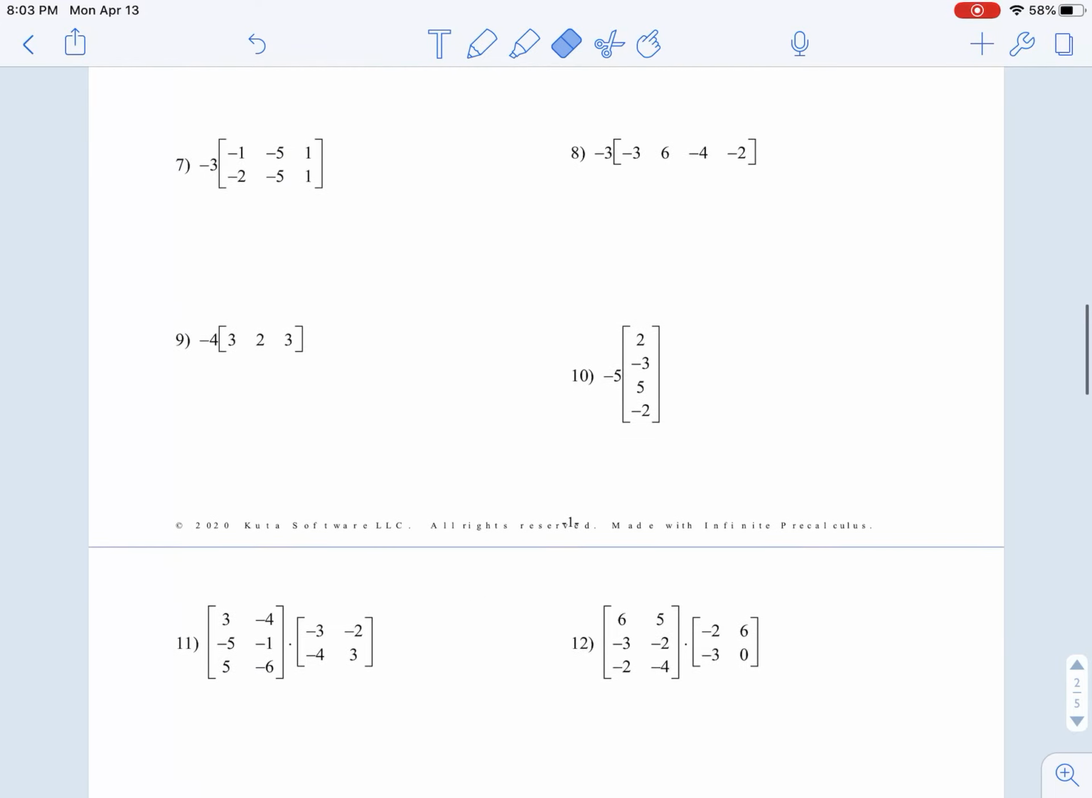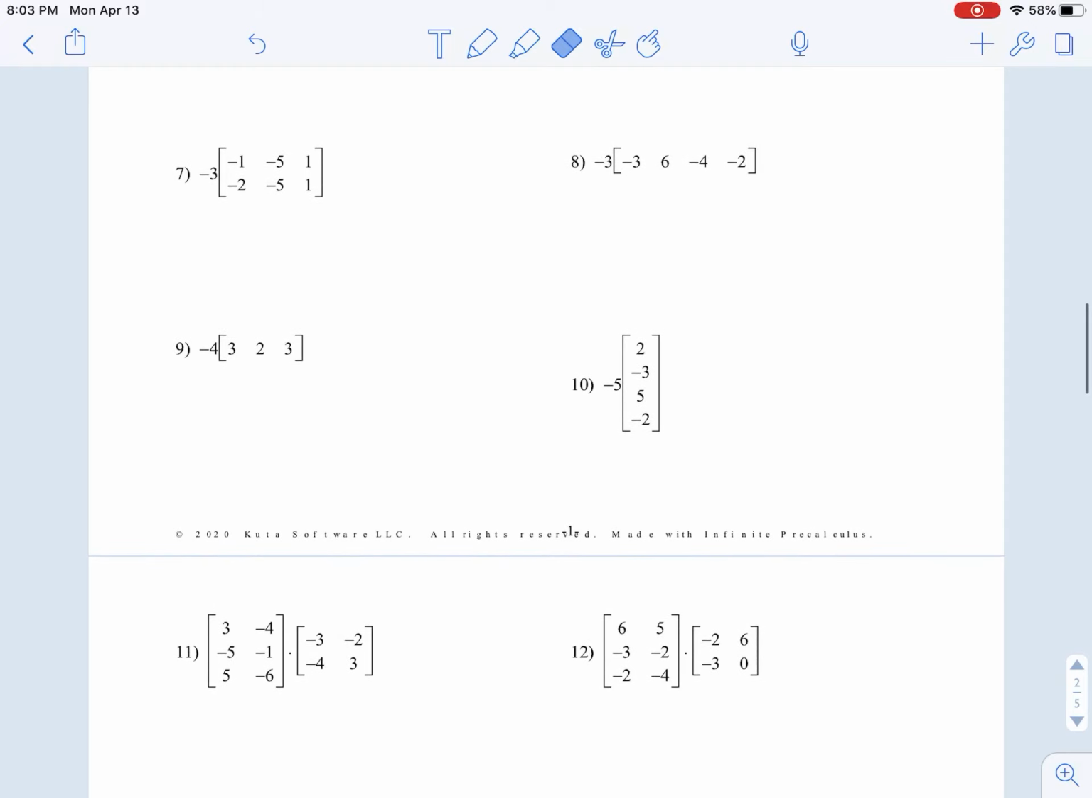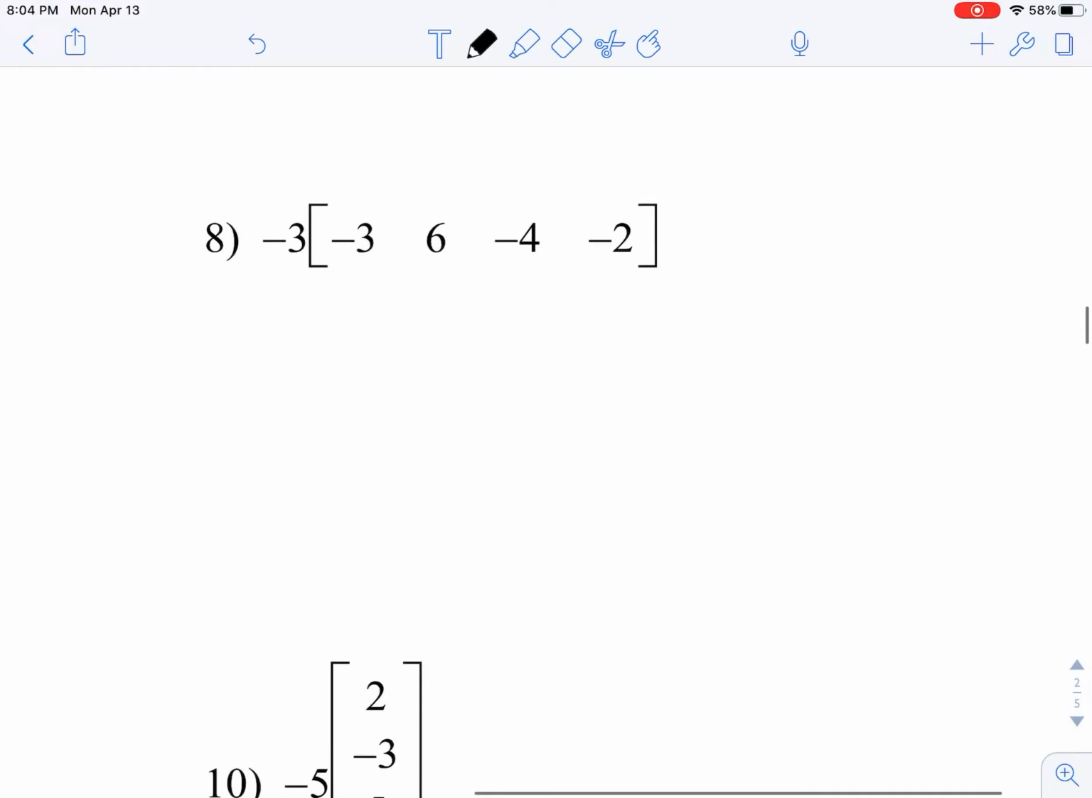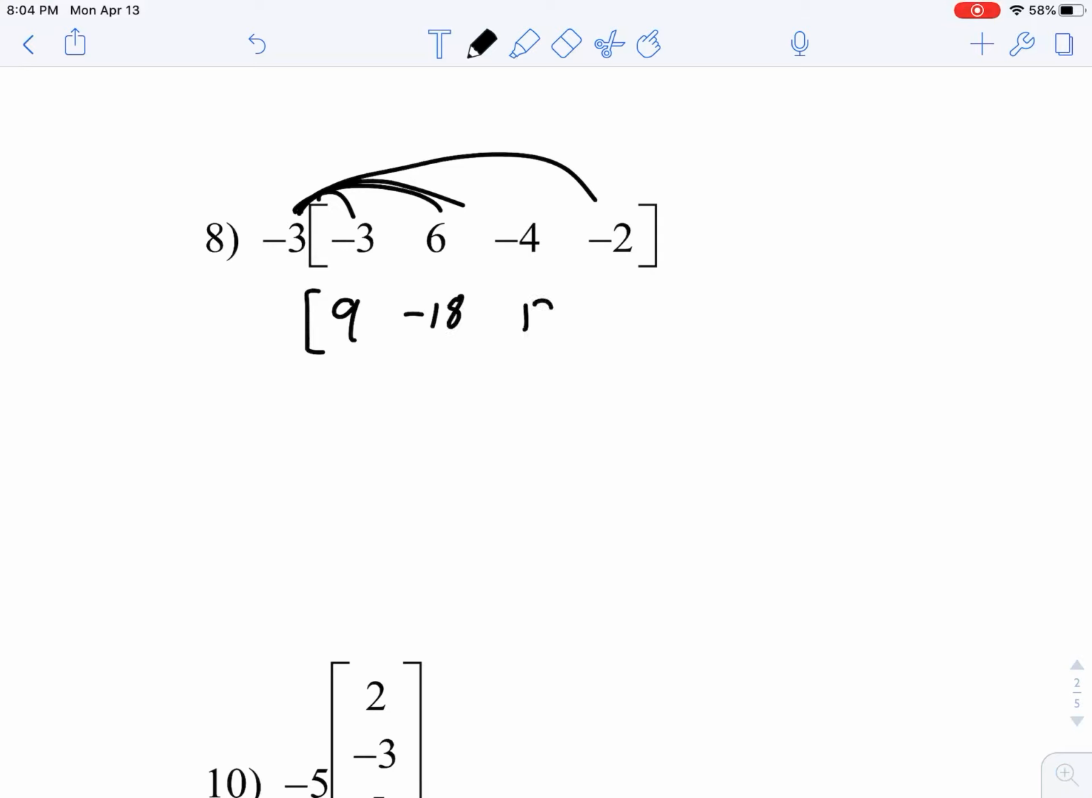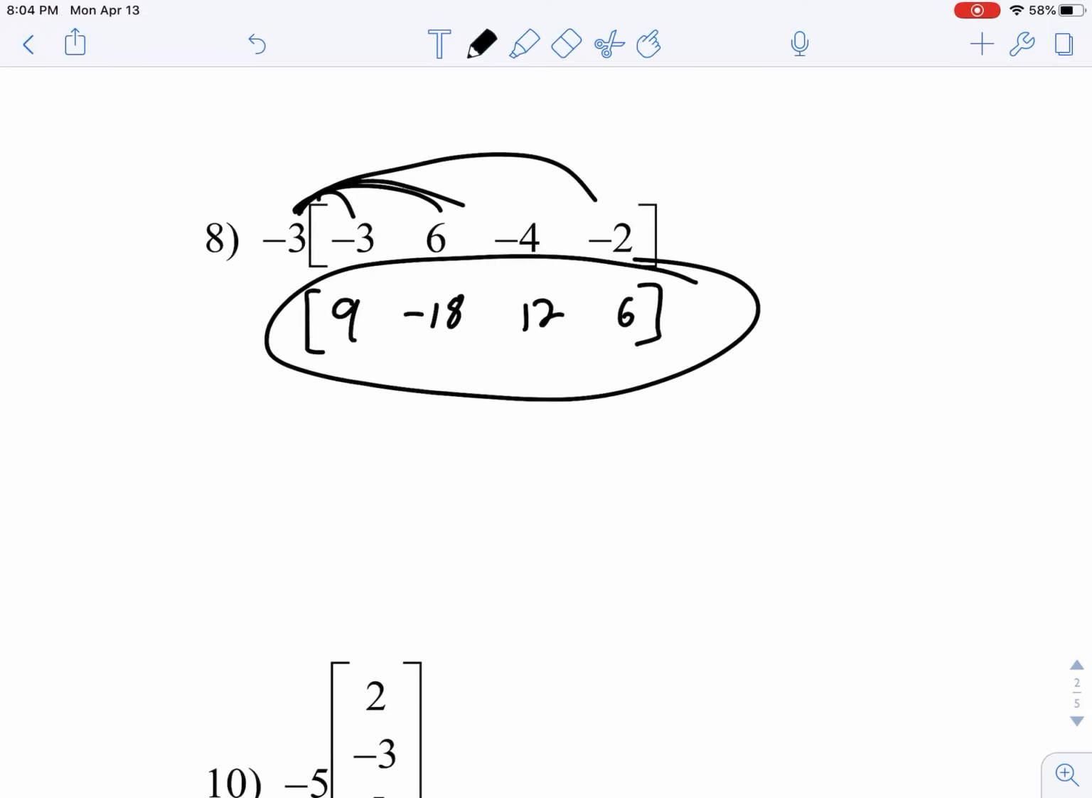Okay, number 7 through 10. This is what I was calling before scalar multiplication. Scalar multiplication is quite simply just a ginormous distributive property. You're going to multiply negative 3 into this matrix and get 9, negative 18, positive 12, positive 6. And that's it. That's the answer.